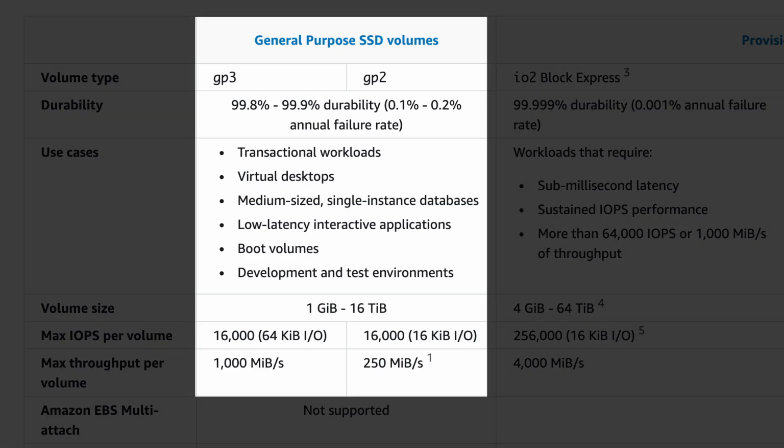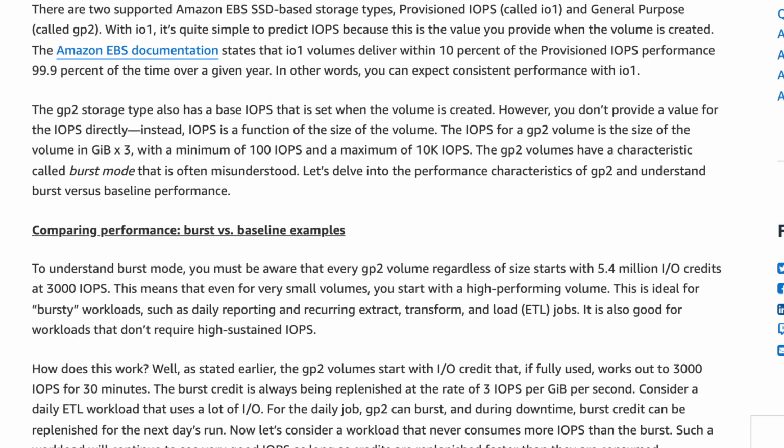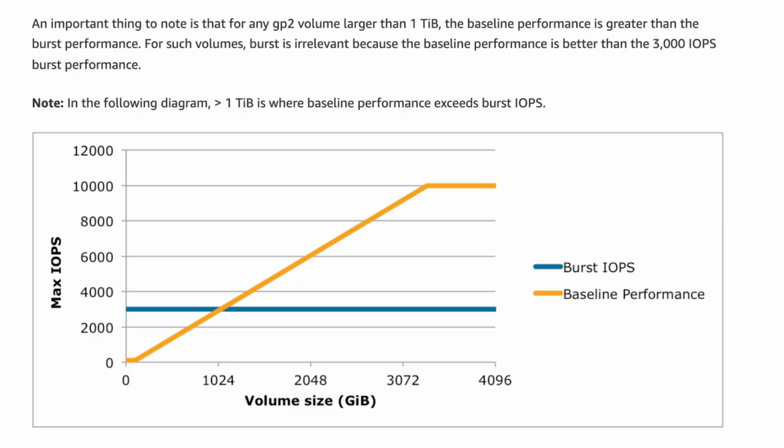GP2's baseline performance is determined by its size. For each gigabyte, you get 3 IOPS, and this comes with a minimum of 100 IOPS. For example, if you're running a 100 gigabyte GP2 volume, it's going to have a baseline of 300 IOPS, as you have 100 gigabytes multiplied by 3 IOPS, so that's 300 IOPS. GP2 volumes smaller than 1000 gigabytes, or 1 terabyte, can burst up to 3000 IOPS for extended periods.